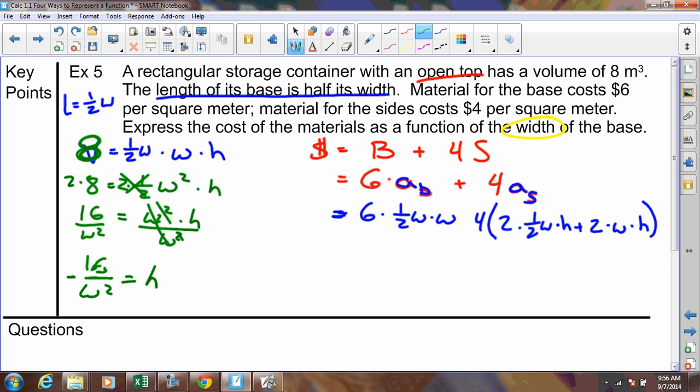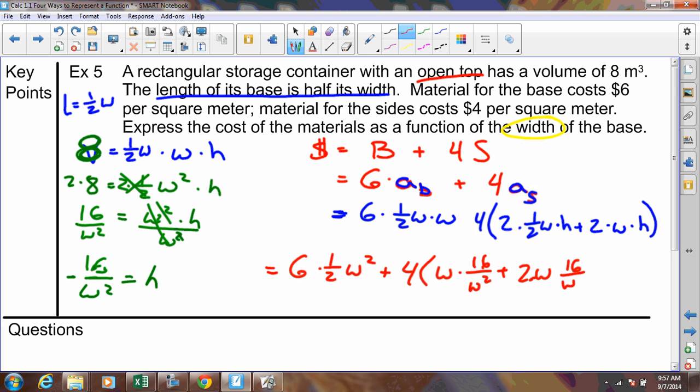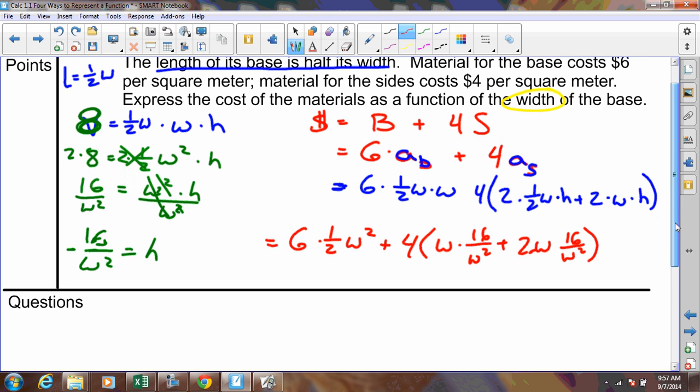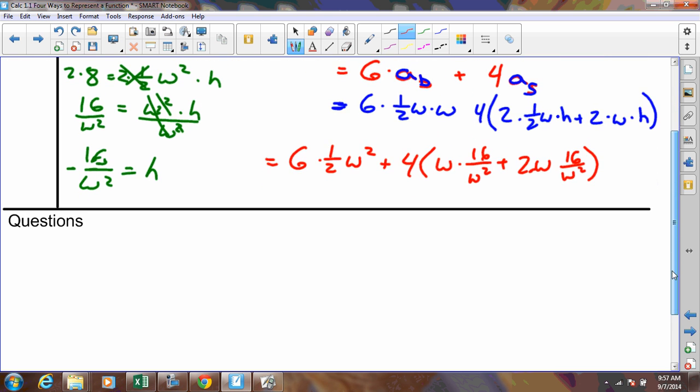That's the height. We can now take this component and substitute it into this blue equation on the right, which would give us 6 times half w squared plus 4. 2 times half would be 1 wh, but h is 16 over w squared plus 2wh. So 16 over w squared, and we now have an equation that gives us what we want, the cost in terms of only the width. Still needs to be simplified, though.